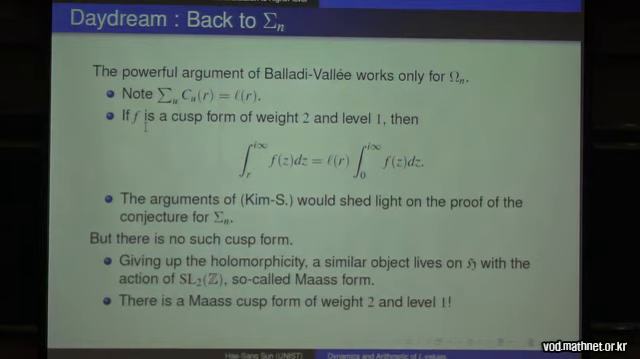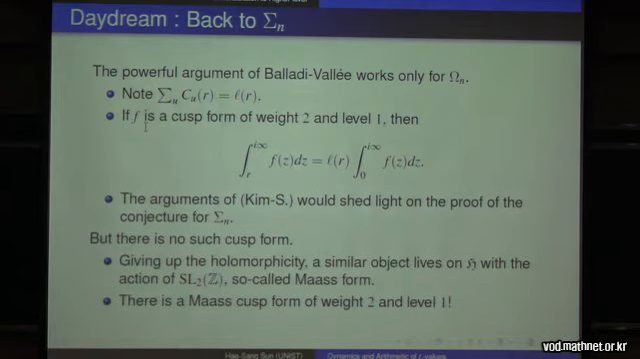So the main problem is this: the conjecture for the length of continued fractions on sigma n is still open. Then can we solve or attack the problem? That's the point. And then some main dream is this: the powerful argument of Baladi and Vallée works only for sigma n. Then how can you attack this omega n? So how can you attack the sigma n?